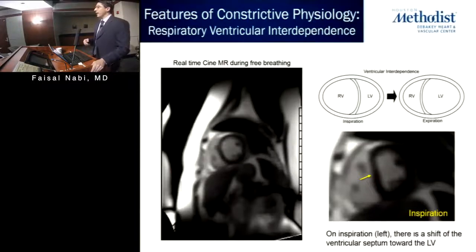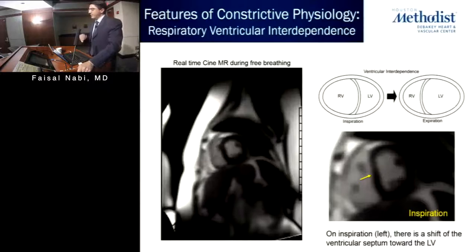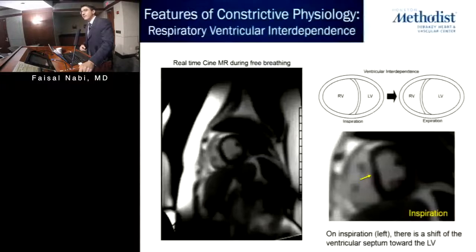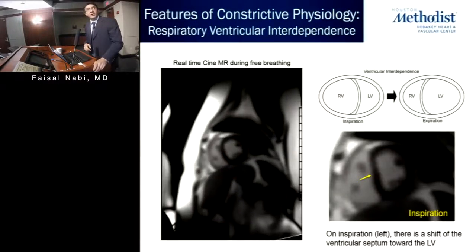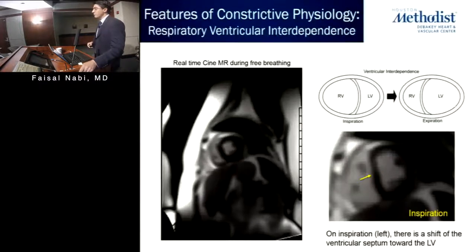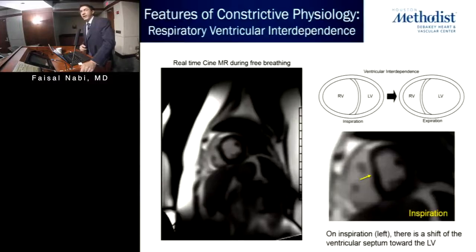With inspiration, as pulmonary venous pressures drop, there's a decreased gradient to inflow into the left atrium. This results in decreased mitral valve velocities and decreased filling of the left ventricle, and results in a shift of the ventricular septum to the left and increased filling on the right.